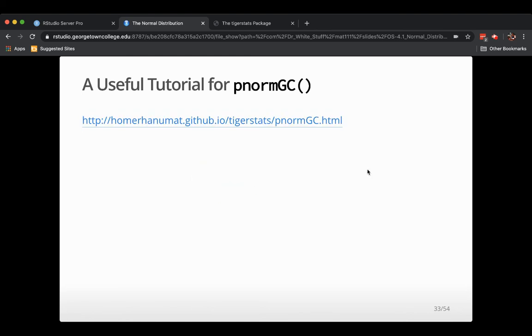That's all for now. Next time, we're going to talk about a concept that's kind of opposite of probability, the concept of percentiles.